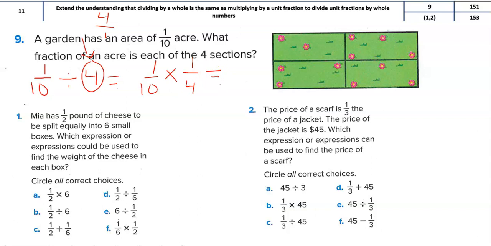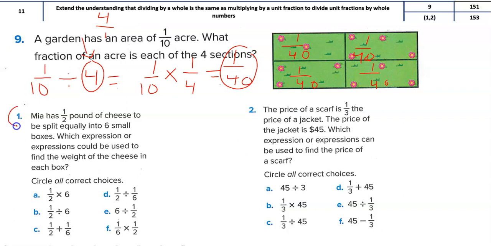Now it is easy to find the answer. 1 times 1 equal 1. 4 times 10 equal 40. So each section is 1/40. Okay, 1/40. Sorry, 1 over 40. So we did this question.